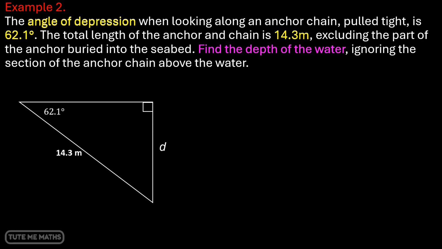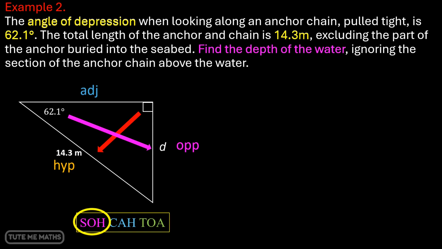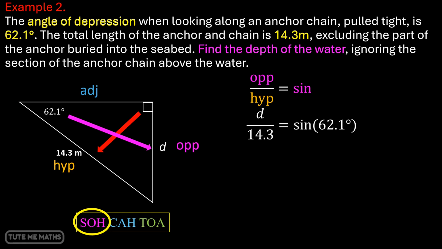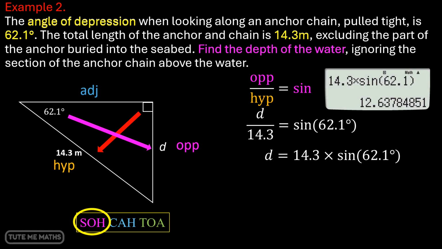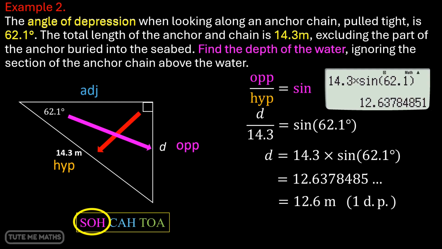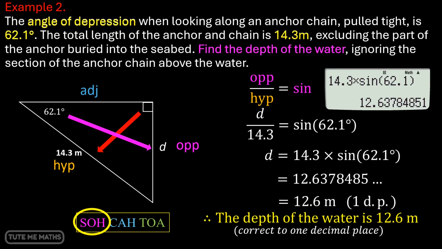Labelling our sides, we find that the sine ratio is required. Opposite over hypotenuse equals sine. We can transcribe our information and we get d over 14.3 equals sine of 62.1 degrees. Thus, d equals 14.3 multiplied by sine of 62.1, giving us a depth of 12.6 metres, ignoring this exposed part of the anchor chain since the problem told us to do so.